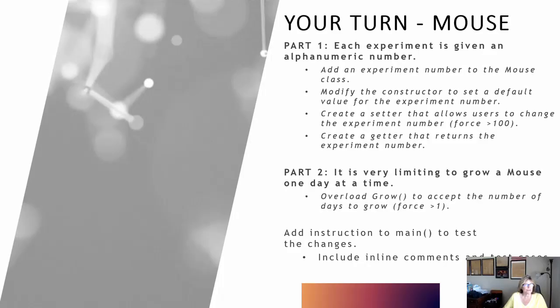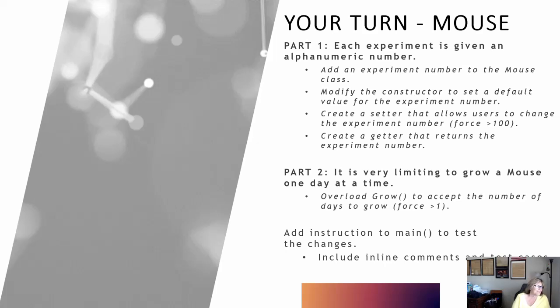All right, so it's your turn. Now that we have created a mouse class, there's a couple of things that I want you to do. First of all, it seems like a mouse in an experiment should probably be given a number. So I want you to add a number to the mouse class. You're going to have to modify not only the constructor, but I also want you to create setters and getters for that mouse experiment number.